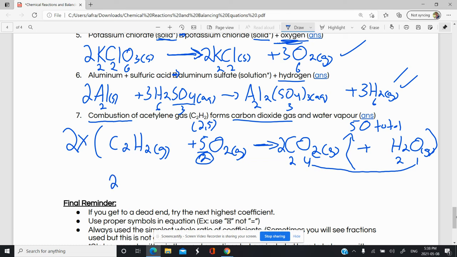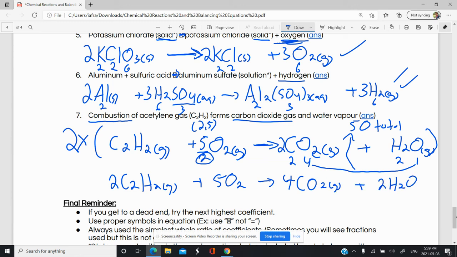So we'll get 2C2H2 gas plus, we multiply by 2, so 5O2 arrow 4, because we're multiplying every coefficient there, CO2 gas plus 2H2O gas. And we always go back and double check, right?